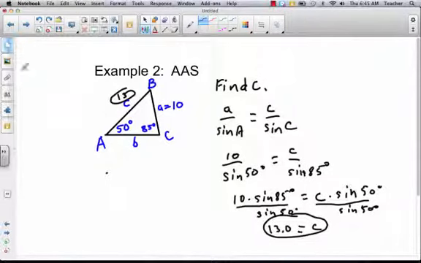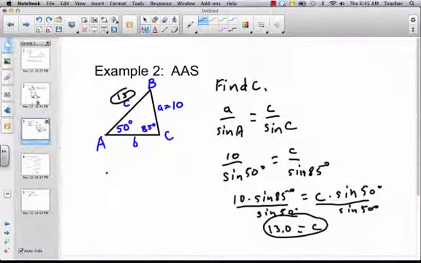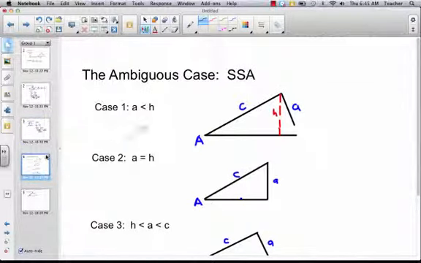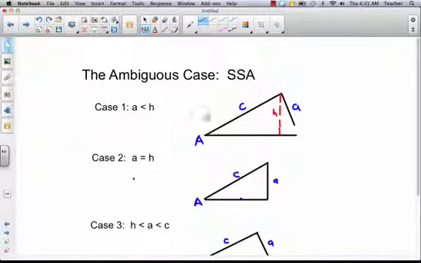Now before we get to example 3, it deals with what's called the ambiguous case. And we just want to introduce this today. Essentially, if you know two sides and an angle, there can be 1, 2, but then there also could be 0 triangles that would fit this criteria.